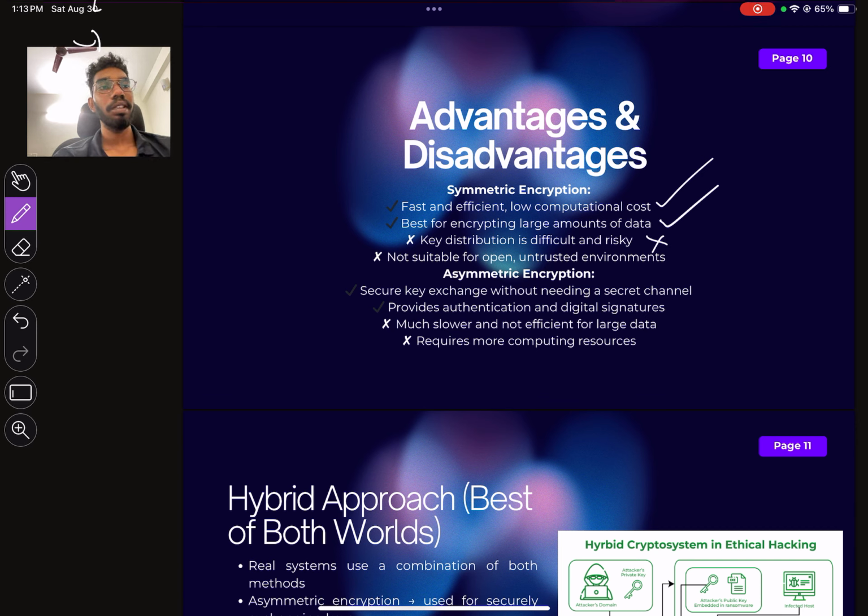Let's see asymmetric encryption. It uses two keys without needing a secret channel, so it's very secure, and it provides authentication and digital signatures. As we saw, the private key is only given to the owner. But it's very slow because it uses two keys and is a long process, and it requires a lot more computational power compared to symmetric.